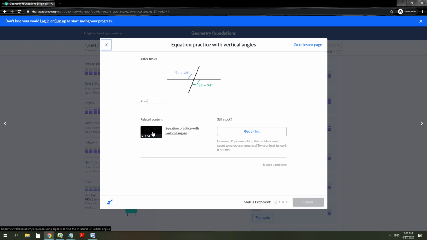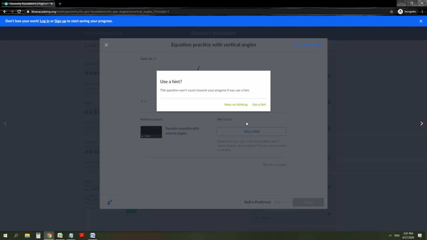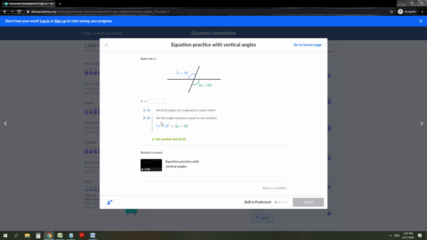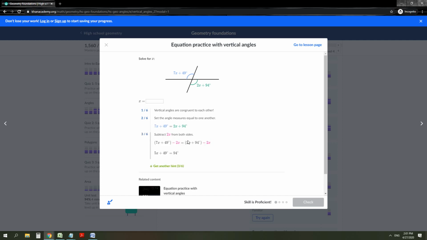This video should help me. I don't want to watch the video right now, so I'm just going to get a hint, right? Use the hint. I just don't know how to do this. Vertical angles are congruent. Oh, the angles are equal, duh. Right? That's not enough for me. Since they're equal, you can make these equal. Okay, but I forgot how to solve for x. Subtract 2x from both sides. Okay, I remember this now. And then you're just going to get rid of the 49.